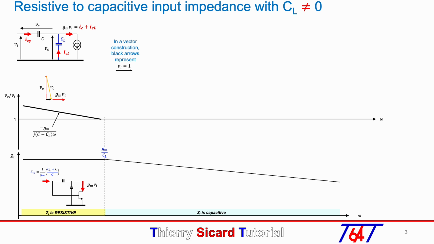The gain curve crosses the gain 1 when the angular frequency is equal to Gm over C plus Cl. The sum of vectors shows always a phase of 90 degrees, but the phase of Vc is at 45 degrees because Vin equals Vout. When Cl is different from 0, the gain continues to decrease below 1.